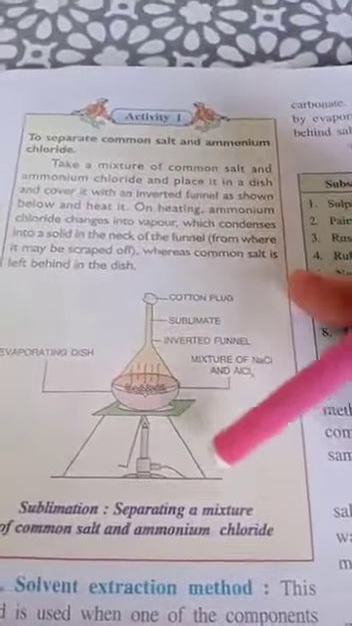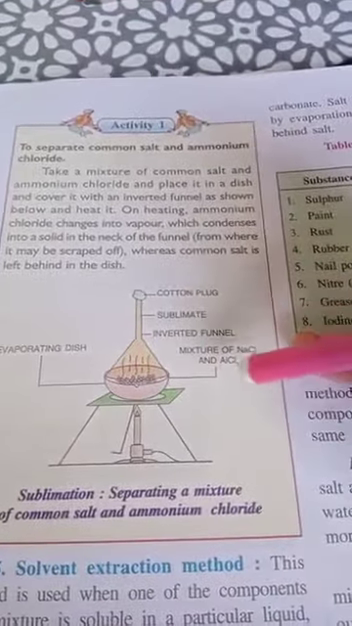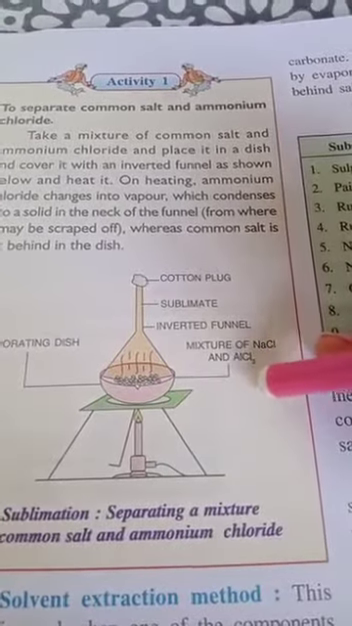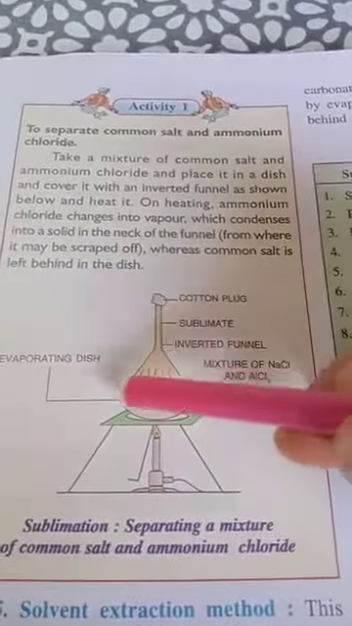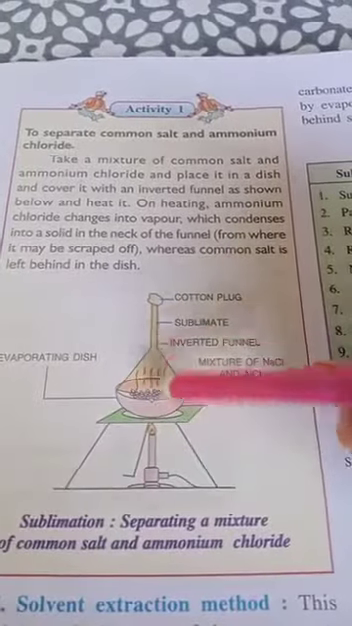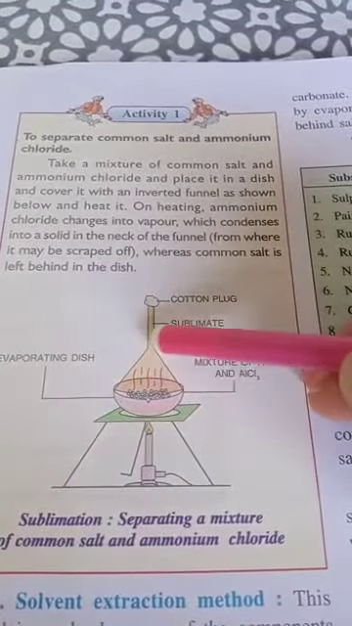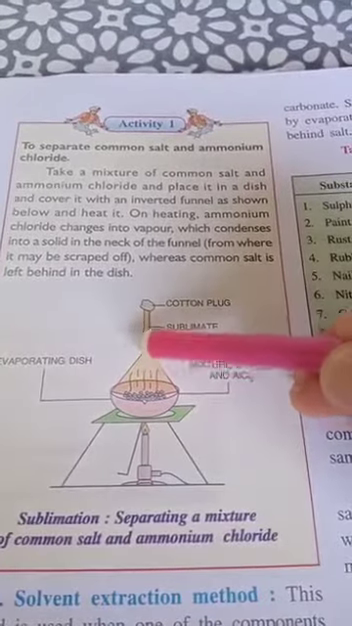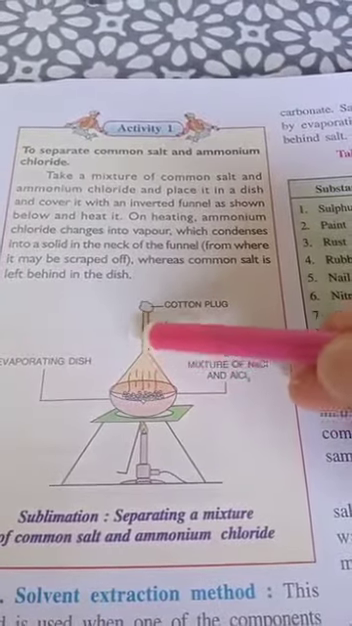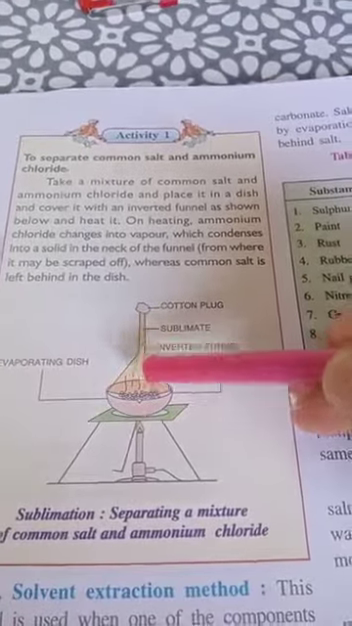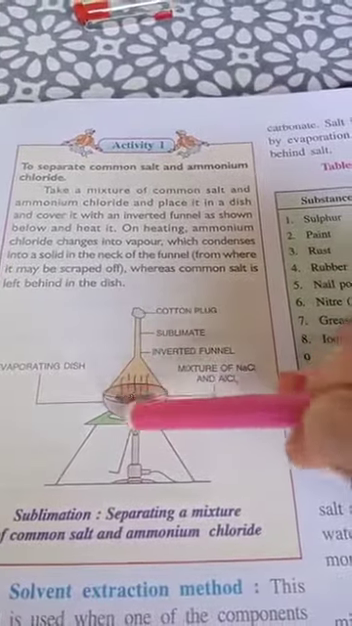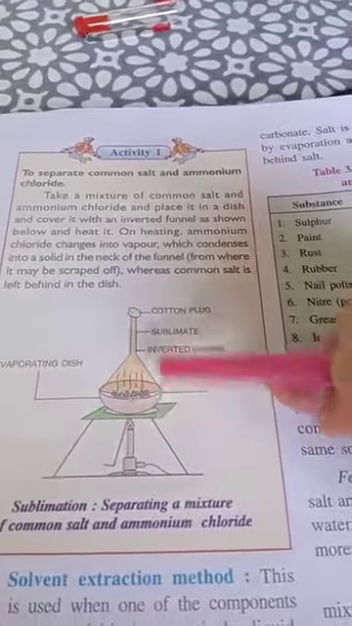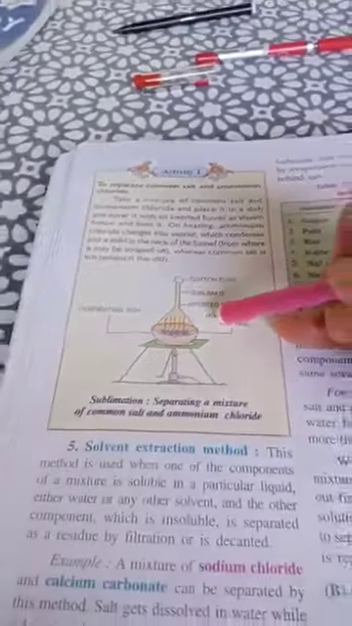One example is given here, that is of a mixture of sodium chloride and aluminum chloride. In this we have to heat the mixture. On heating, the sublime substance will convert into vapors. These vapors will condense on the neck of this inverted funnel, and the non-sublime substance will remain in this dish only. So in this way you can separate them.